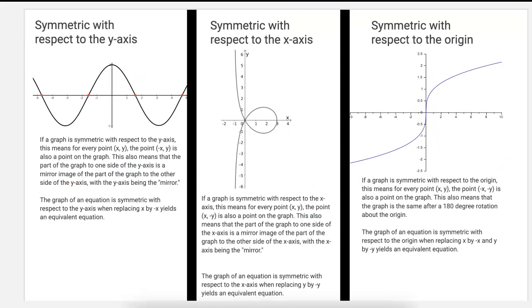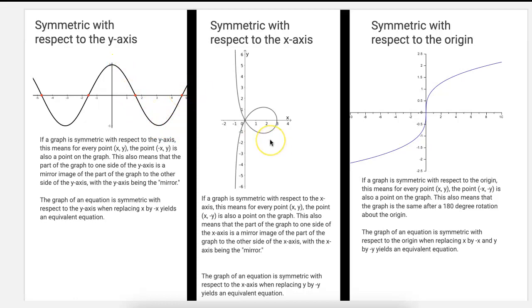So what you see here on this slide are 3 different types of symmetry, their definitions, and an example. So for instance, in this example, this graph is symmetric with respect to the y-axis, and that's because for every xy point, the point opposite of x, y, is also a point on the graph. What that means in terms of the look of the graph is that the y-axis is acting as a mirror. What you see on one side of the mirror is a reflection of what's on the other side of that mirror.